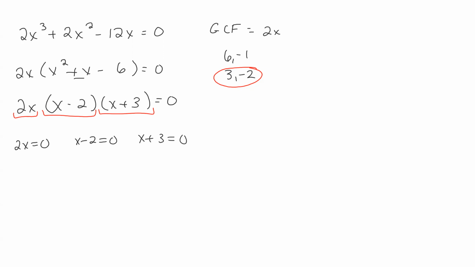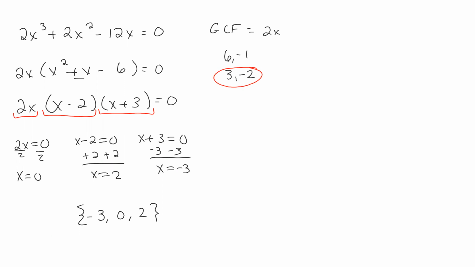Well, 2x equals 0, you can either just apply the zero product property or you can divide both sides by 2. Either way, x equals 0, that's one of our solutions. And then if I have x minus 2 equals 0, I would add 2 to both sides. That gives me x is 2. And then finally, x plus 3 equals 0, I would subtract 3 from both sides, and I get x is negative 3. So my solutions would be negative 3, 0, and 2.